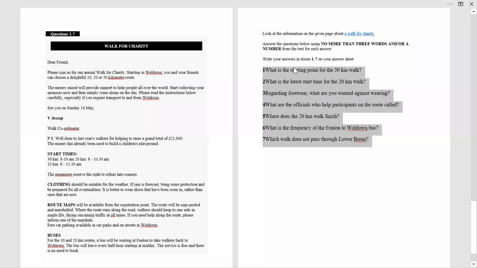You see, only 7 minutes are there. So take 5 minutes, find them. What is the starting point for the 30 kilometer walk? Go straight here. We will be having 10, 20 and 30 kilometer routes. So where it is starting, write that place name. What is the latest start time for the 20 kilometer walk? There are the start times, right? So just see what the answer is and write it there. So quickly go through these questions. I know you can do that in 5 minutes.